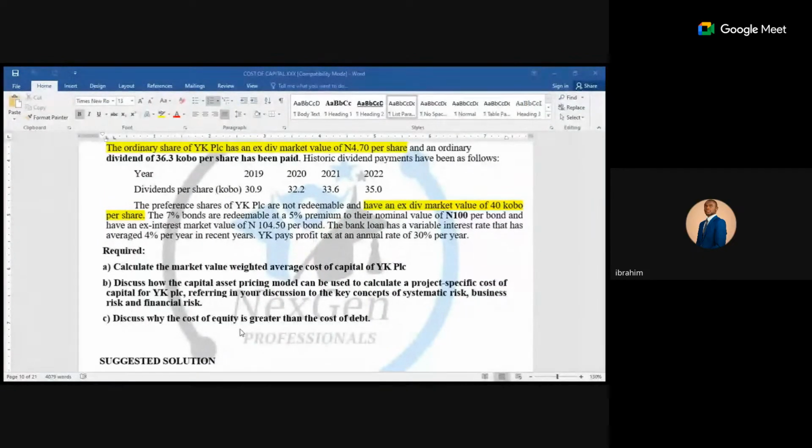Discuss why the cost of equity is greater than the cost of debt. To add, the cost of equity is usually riskier than the cost of debt. Someone actually mentioned that. There is another part as well. During liquidation, who are the people to be paid first? Debtors, then the preferred shareholders. Yes, debtors. That's fine. So we move from there.